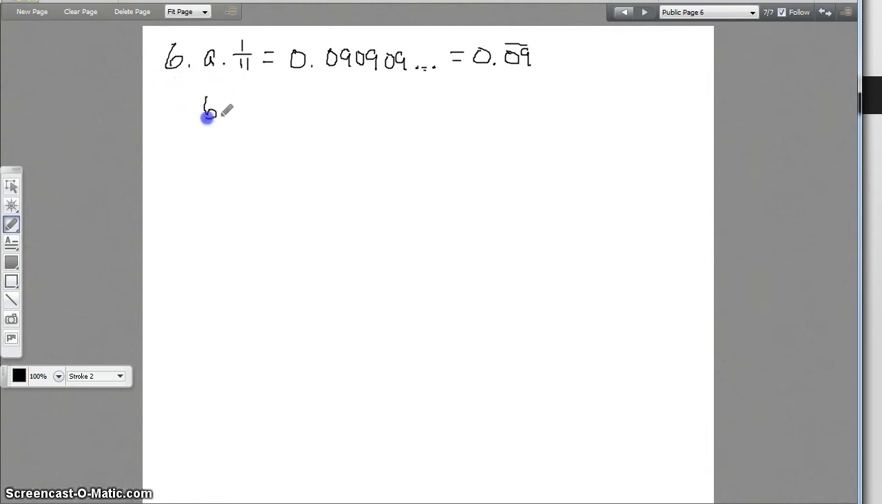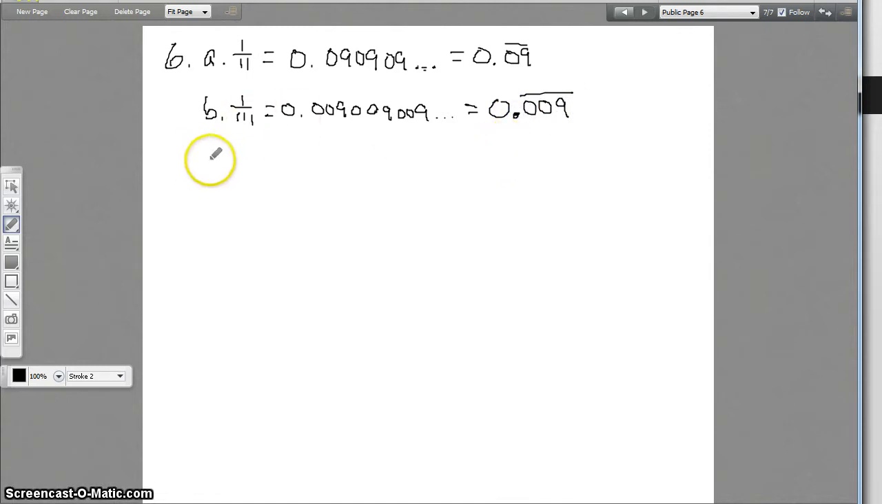Okay, part B is 1/111. When you punch that into a calculator, we get 0.009009, and that goes on forever. So we would write that as 0.009, and this 009 repeats.